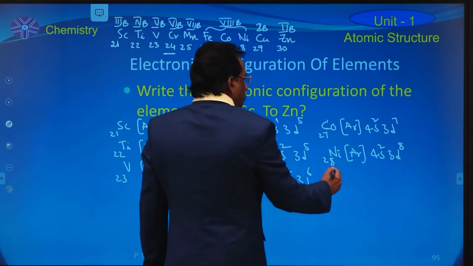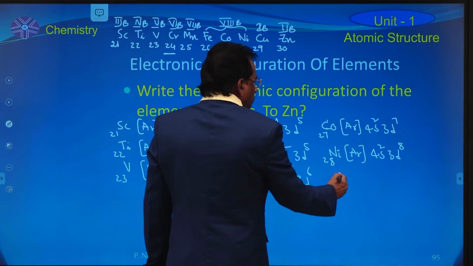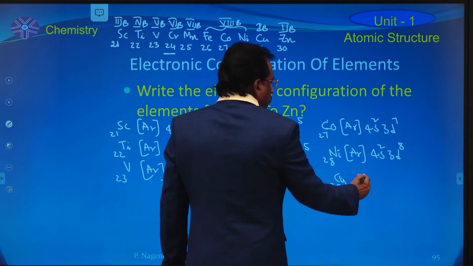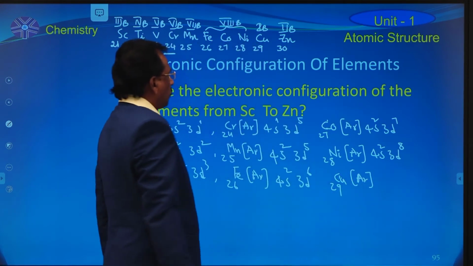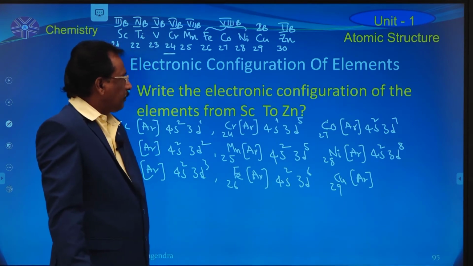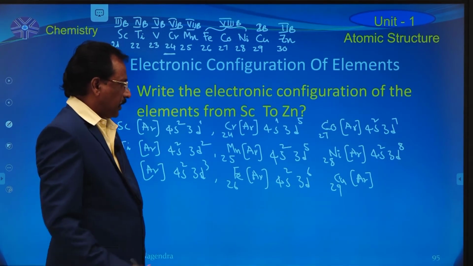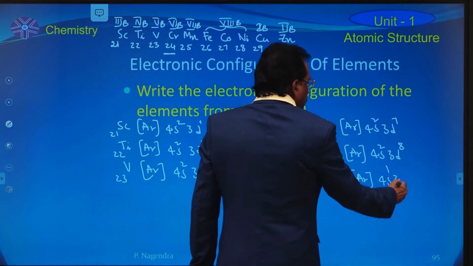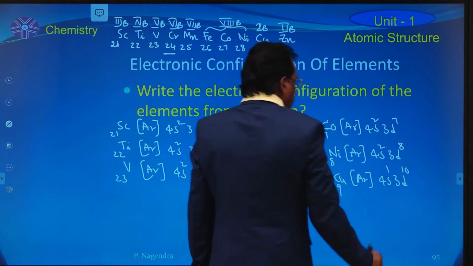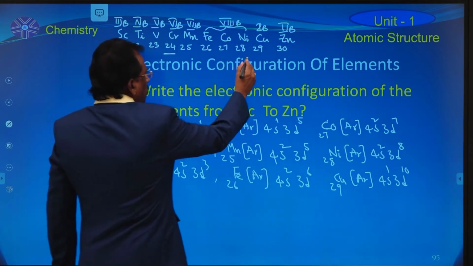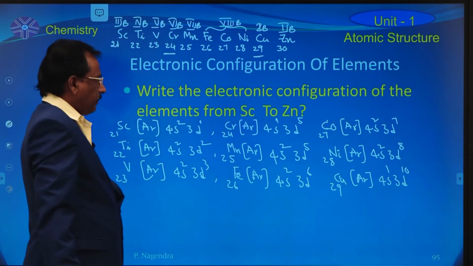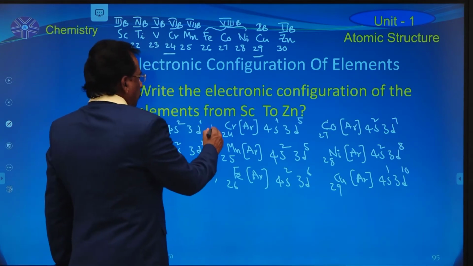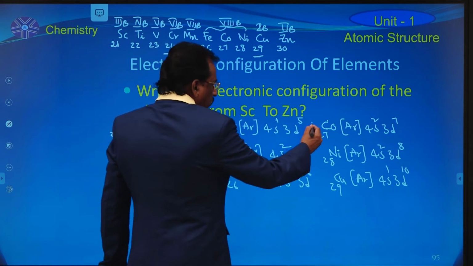And copper. A very important point is, in the long form periodic table, first B group elements show anomalous electronic configuration to attain the completely filled outer electronic configuration. So its configuration is 4s1 3d10. So first B group elements, copper group elements, also show abnormal electronic configuration like sixth B group elements.